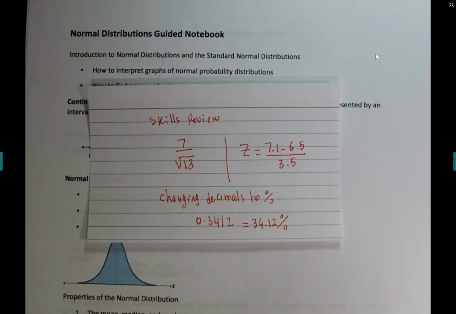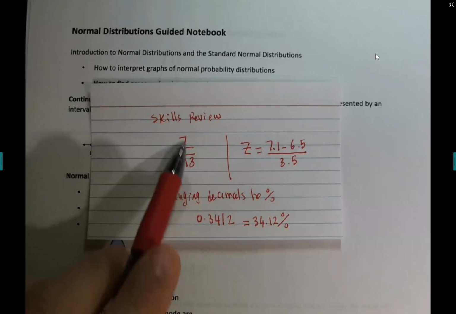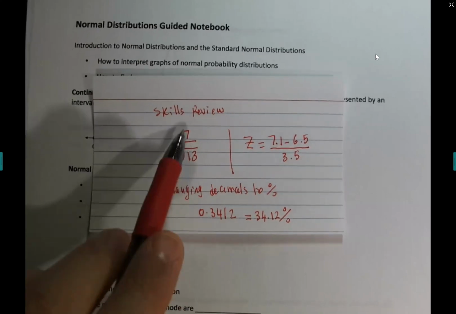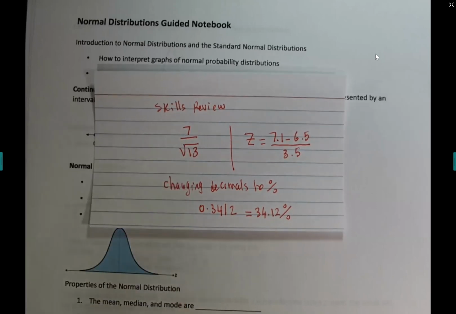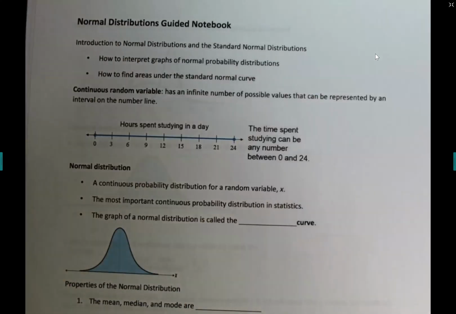Okay, so this is very much the algebra that you need for this chapter. In particular, you're going to see this in section 5.4. You're going to come across numbers like that, and you want to know how to use a calculator to find it. All right.